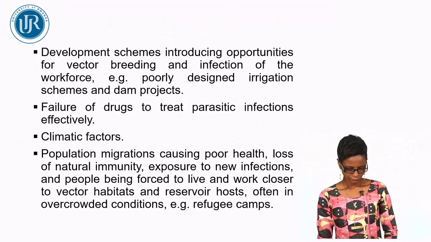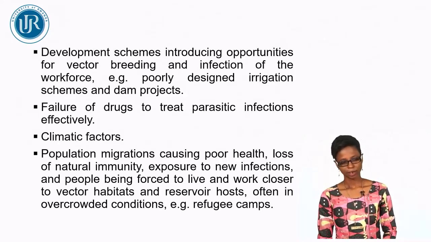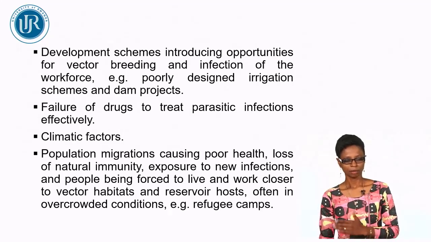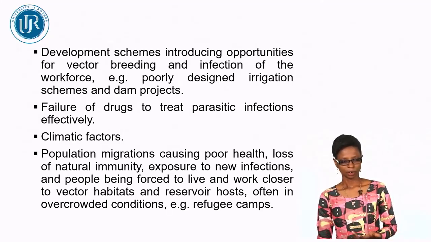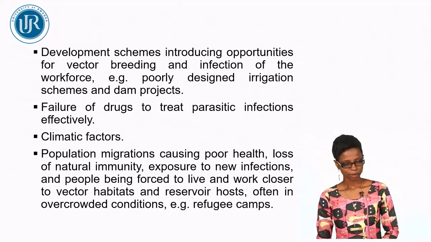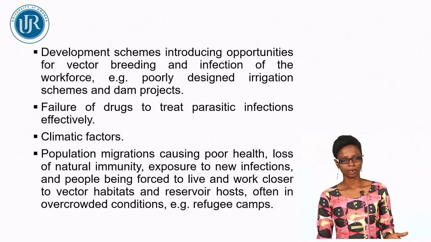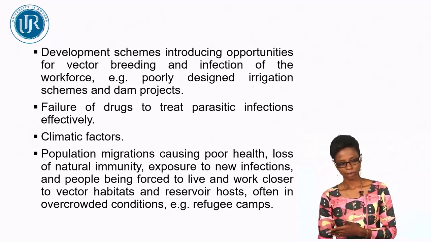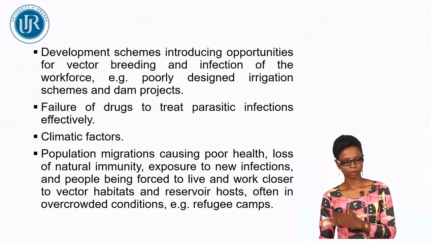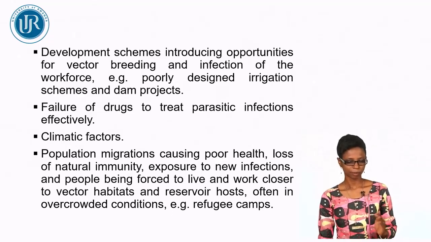There are also development schemes which can introduce vectors. For example, when there is irrigation or a dam project, it can lead to the development or multiplication of vectors, which can also support the spread of parasites from one person to another. There is also failure of drugs to treat parasite infection, and I also have to talk about climatic factors. In the dry season, remember there is insufficient water, and in the rainy season, there is also contaminated water, which can increase the spread of parasites from one person to another.